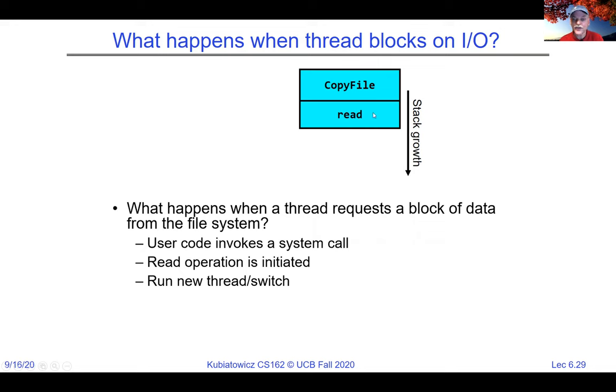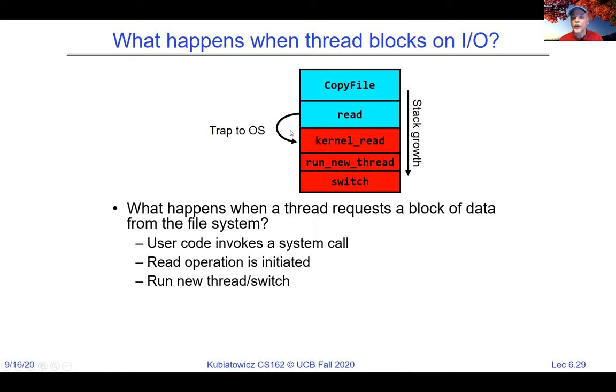The read operation is initiated, and at that point we go into the kernel. We switch to the kernel stack, and we will initiate maybe the device driver on the disk to go off and read. And what happens then? We run new thread and switch. Notice that we can set this up so that the little bouncing back and forth between S and T works perfectly well if, instead of executing yield, the thread does a read operation.